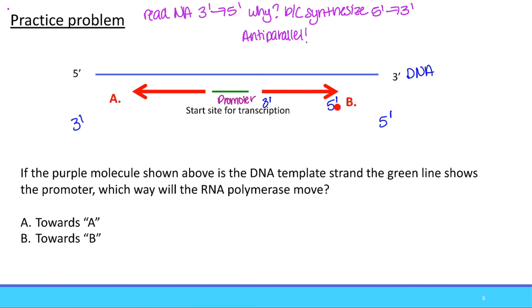Well, can a polymerase add to a 5' end? No, right? There is no way that B is possible. Now let's take a look at A. So because this is our 5' end of DNA here, this will be the 3' end and this will be the 5' end. Can we synthesize and add to a 3' end? Heck yeah, right? That's a polymerase's favorite end. That's the only end they can add things to. So that means that for this RNA polymerase, the way that this is drawn, it's going to move towards A.